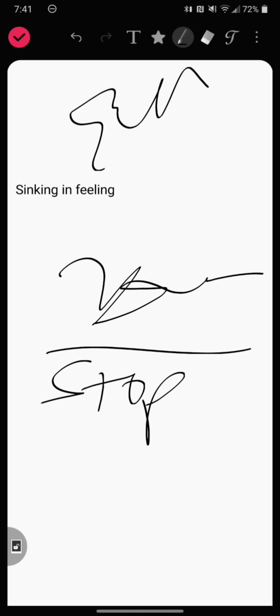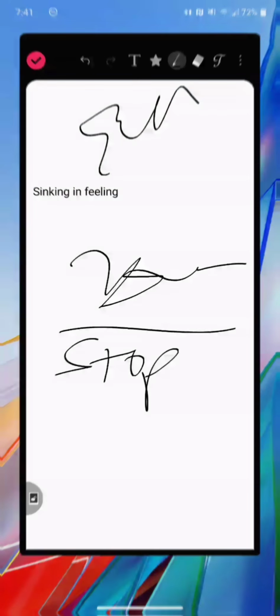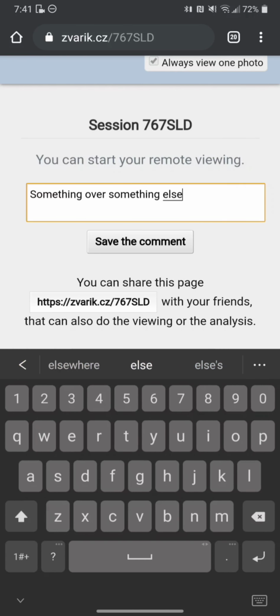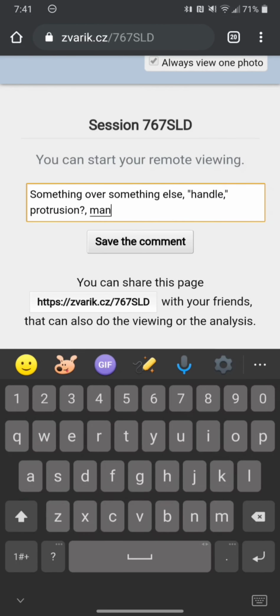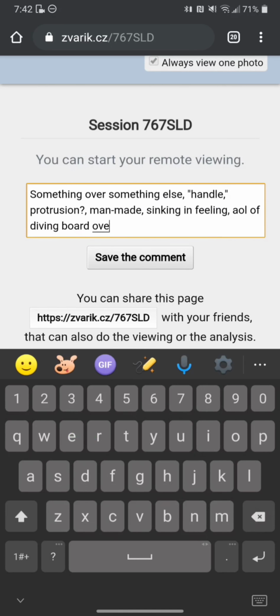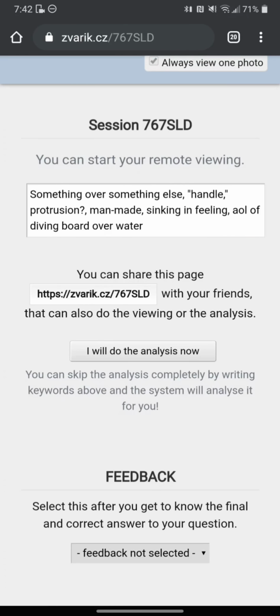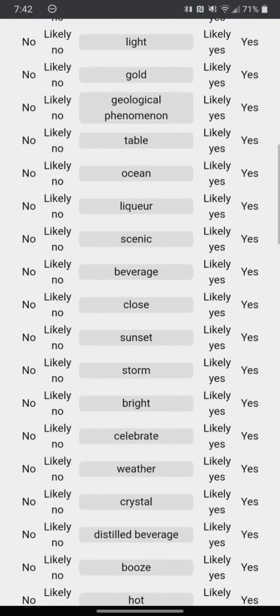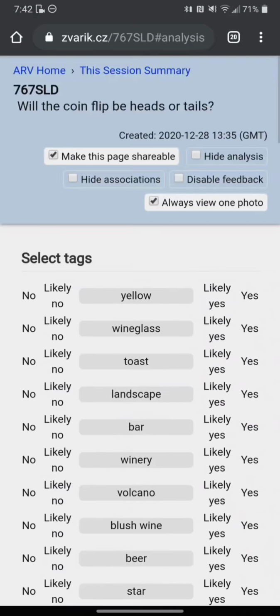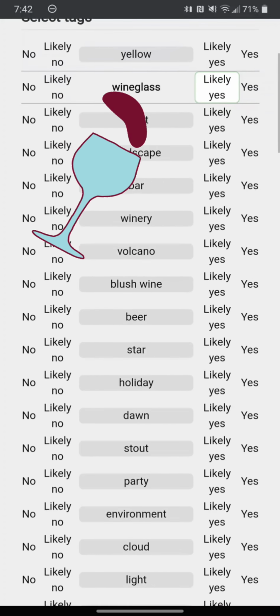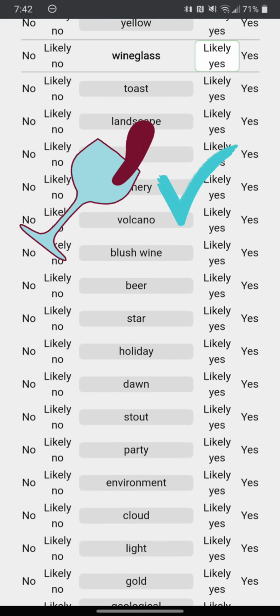I say stop. Don't forget to say stop or close out your session. I can enter in some of my impressions here in case somebody else was going to do the analysis for me. So I'm repeating something over something else. Handle, protrusion, question mark, man-made, sinking in feeling, AOL of body of water, etc. And here's where I can select different words and how likely I feel they are to appear in or match the content of the target photo.